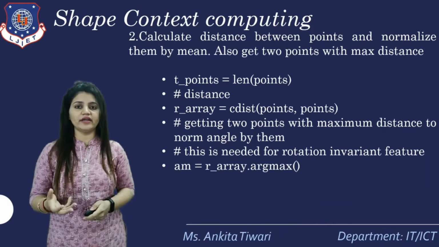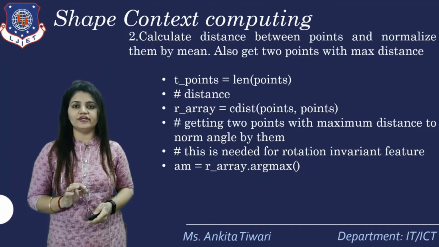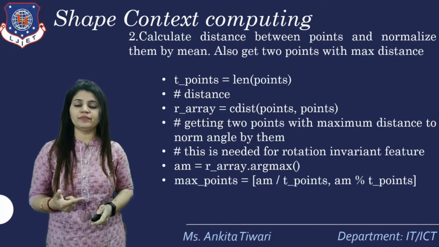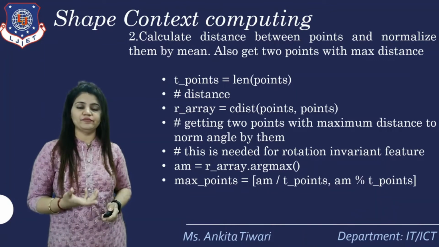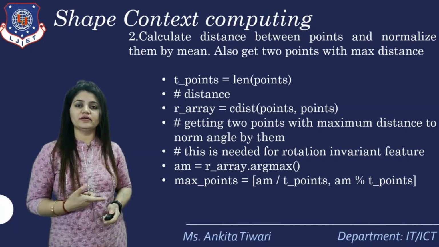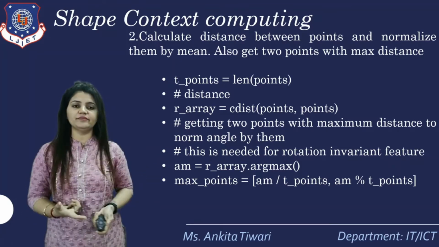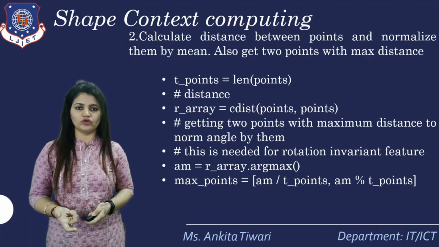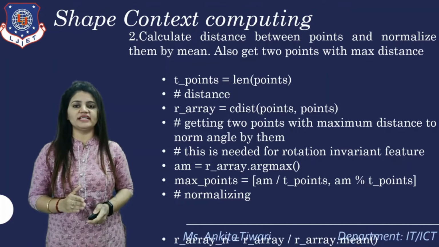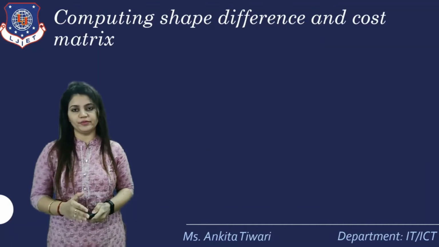Then AM is a variable where we define this array with the argument max value, that is R array dot argmax. The maximum value is taken with respect to each array, and the max points are given as m divided by t points, which we already took as the total length, and then taken modulo with the AM we defined here, and then with the t points, the total length. So we are dividing and taking the modulo, normalizing the image. So R array n is equal to R array divided by R array dot mean.